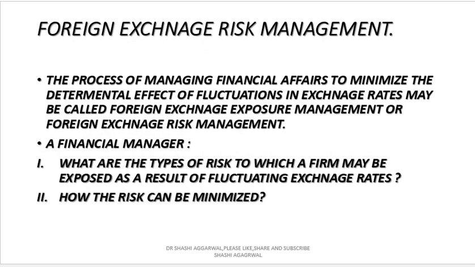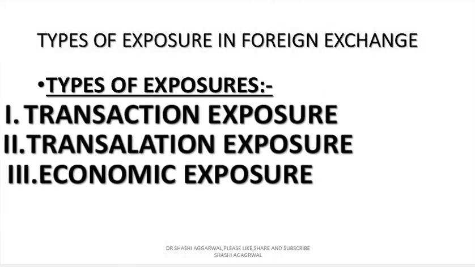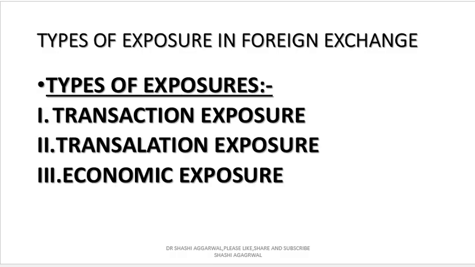The process of managing the financial affairs to minimize the bad impact of the fluctuation in exchange rate is called foreign exchange exposure management. Under foreign exchange exposure management, the goal of the financial manager is to minimize this risk. A financial manager has to identify the various types of risk his firm may be exposed to as a result of fluctuation in exchange rates if they are doing international business. How could this risk be minimized? So what are the various types of exposure in foreign exchange? Transaction exposure, translation exposure, and economic exposure.